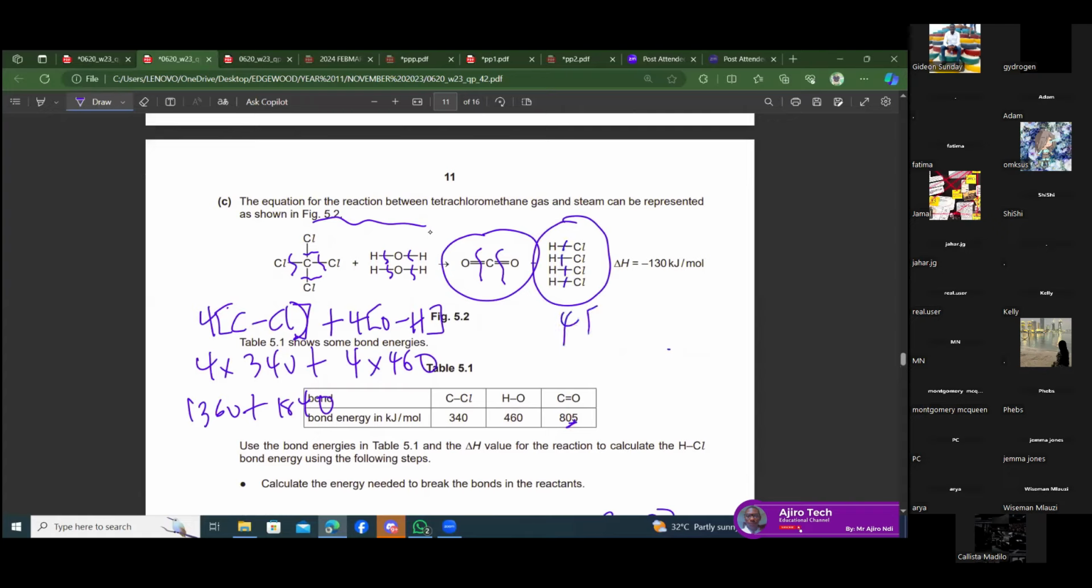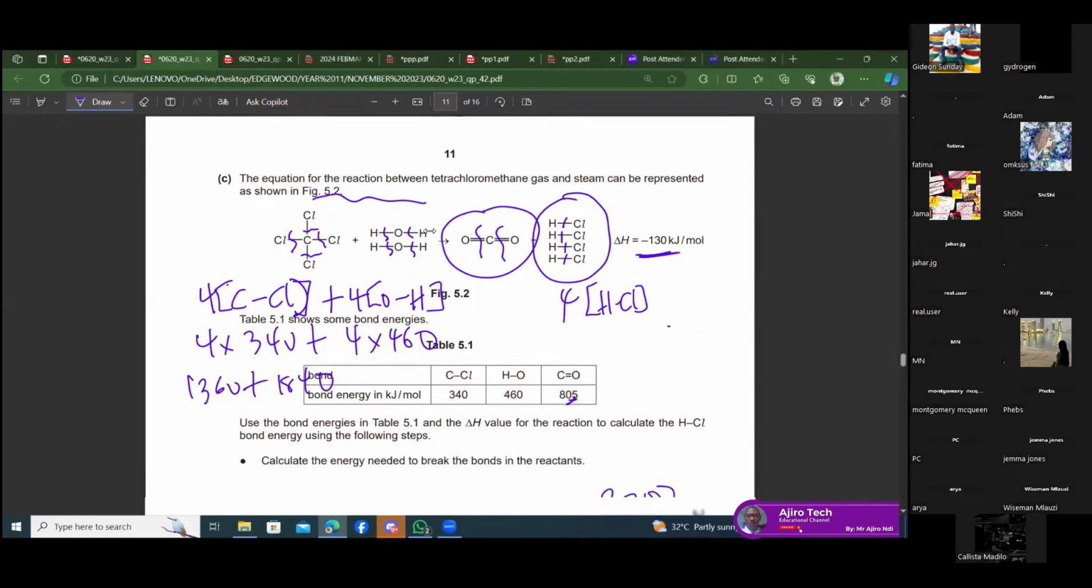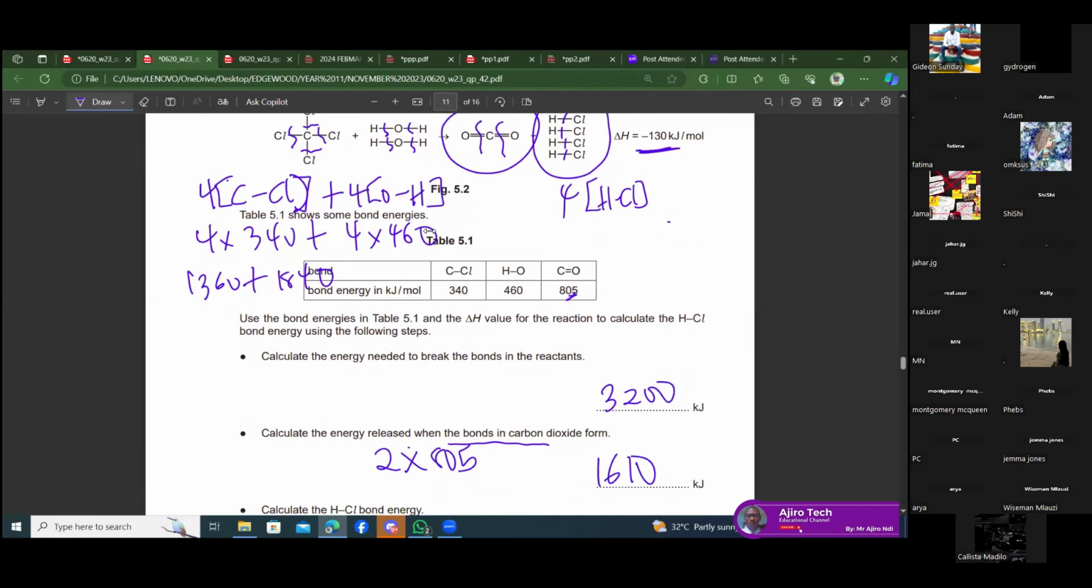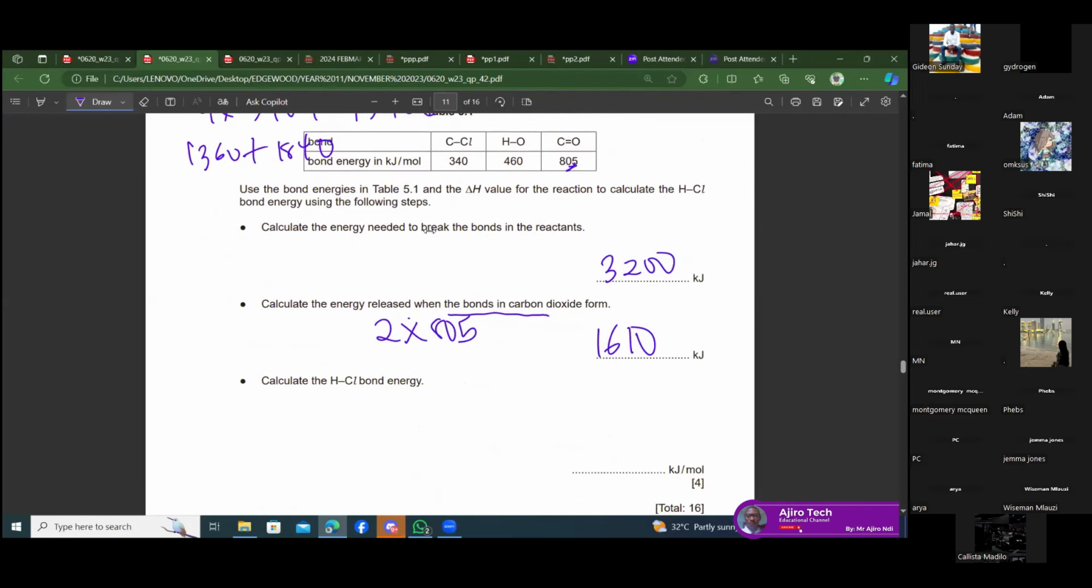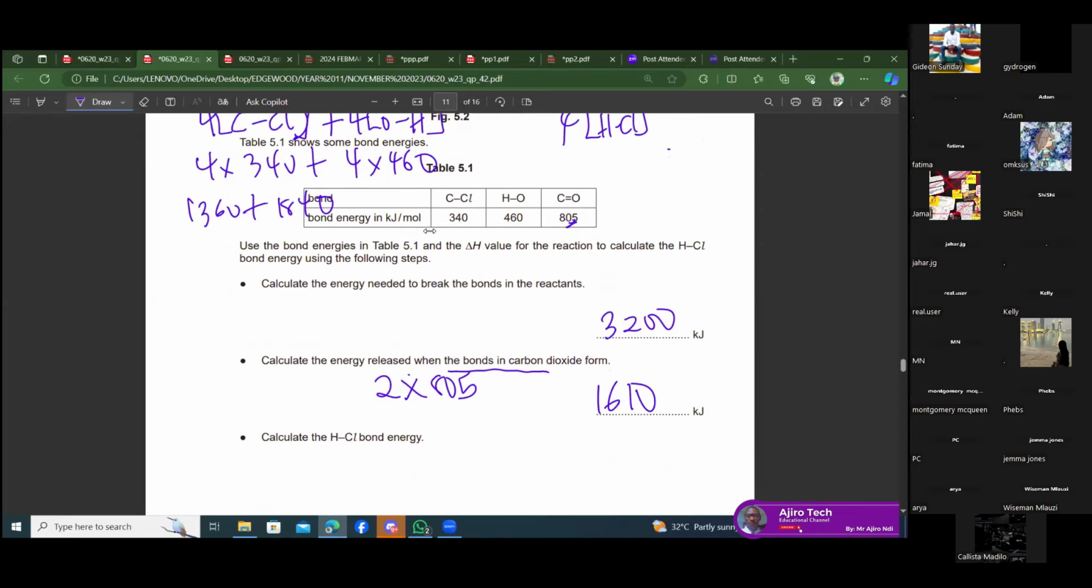We need to form 4 HCl bonds. And we are already given that the energy of the reaction is minus 130. So we're going to use that to solve as well. So let's start with the energy of the reactant itself.